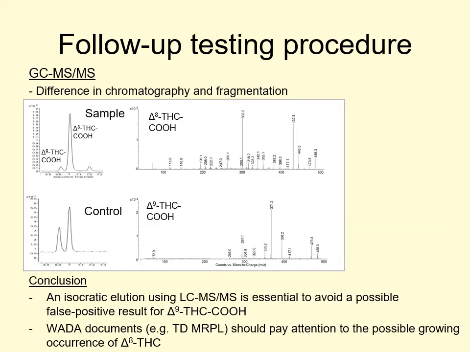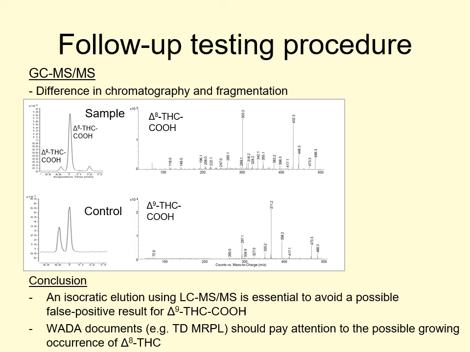A follow-up testing procedure using GC-MS-MS was also performed. Differences between Δ8 and Δ9-THC carboxylic acid as bis-TMS derivatives are visible in chromatography and especially in fragmentation. In conclusion, of particular importance is the fact that for an unambiguous identification and quantitation using HPLC-MS, an isocratic elution is essential to avoid a possible false positive result for Δ9-THC carboxylic acid.